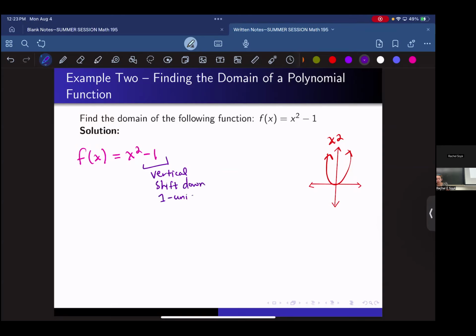We'll deal with transformations a lot more in our section 3.5 today. This is sort of like the preview to that. And so if we're shifting this x squared down 1 unit, our new vertex is at (0, -1).